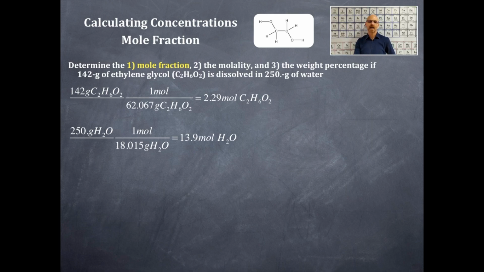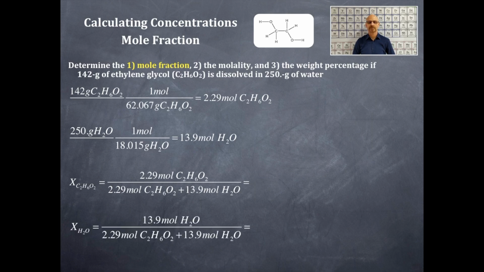Now I'm going to get the mole fraction of both the ethylene glycol and the water. Here is the mole fraction of the ethylene glycol. I've got the moles of ethylene glycol in the numerator, that's the 2.29 moles. Then the denominator has the total number of moles. This is a two-component system with ethylene glycol and water in it. So the denominator is the 2.29 moles of ethylene glycol plus the 13.9 moles of water. I'm going to sum those numbers up, then do the simple little division.